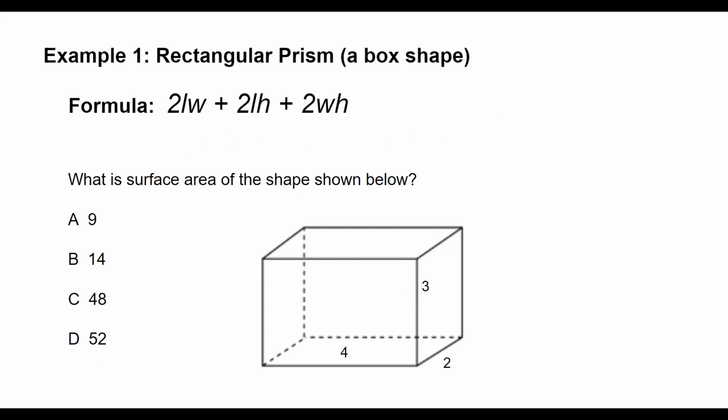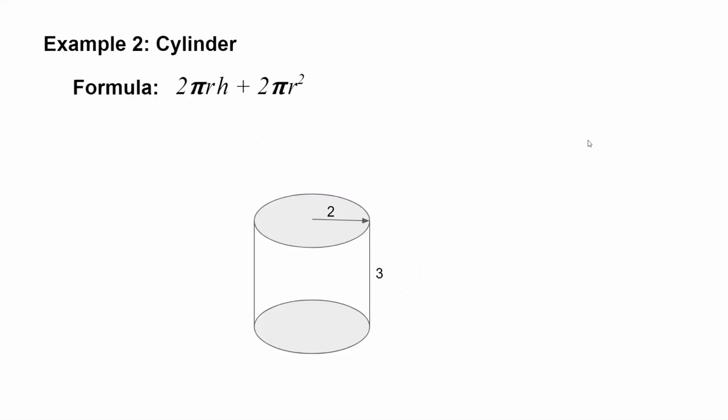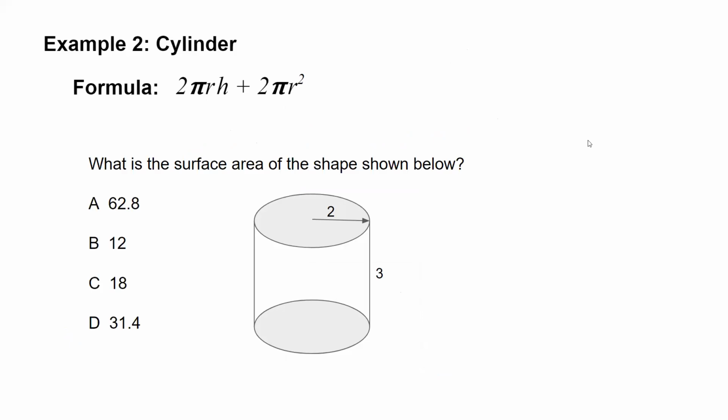Let's move on to the next problem, a cylinder. There's the formula for a cylinder, and you can see that that's a little complicated. We're trying to find the surface area of that shape. We recognize it's a cylinder. We look up this formula for surface area, and then we find the value of the variables that we need.